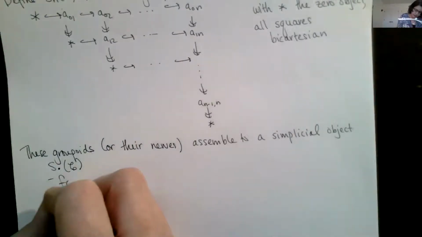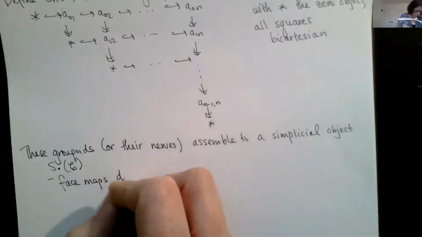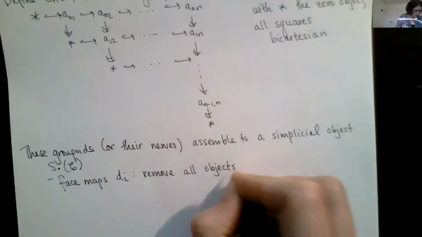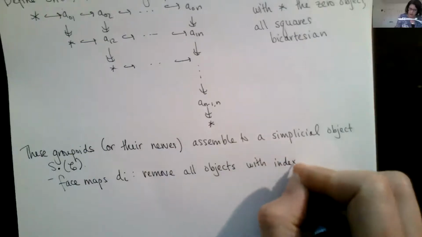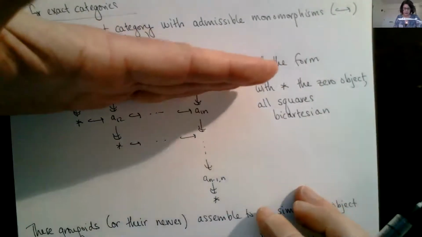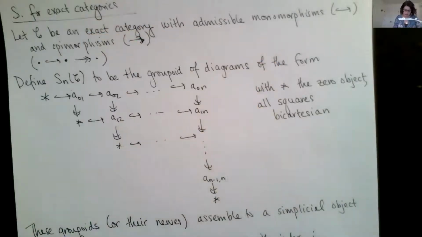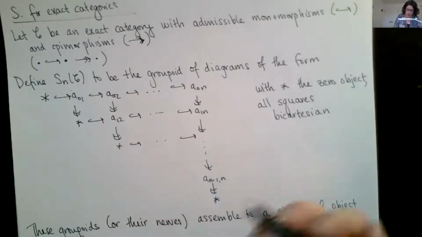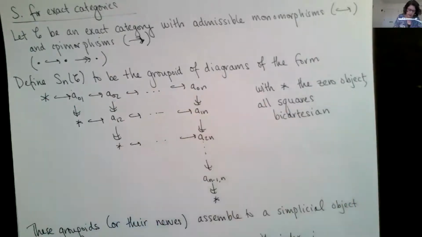I'll mention briefly the simplicial structure. The face maps, the d_i, are going to remove all objects and appropriate morphisms with index i. So if we took, for example, d_0, that would mean cutting off this top row, and you get an S_{n-1} diagram. What is more interesting is if you took d_2, where instead of writing the stars this would be an A_22. You would remove this L-shaped region where all the two indices appear, and then replace with composite morphisms as appropriate.